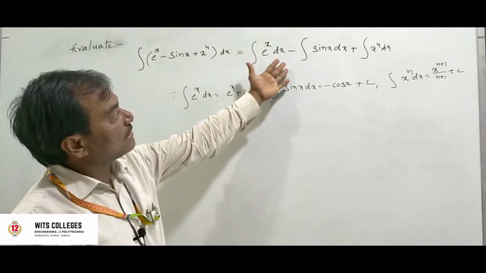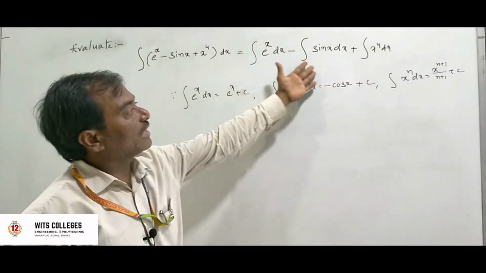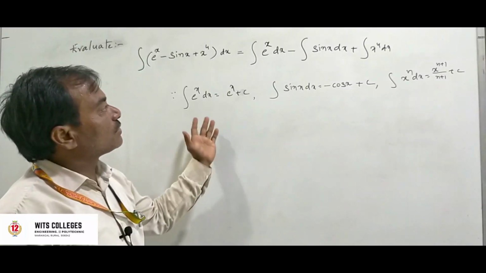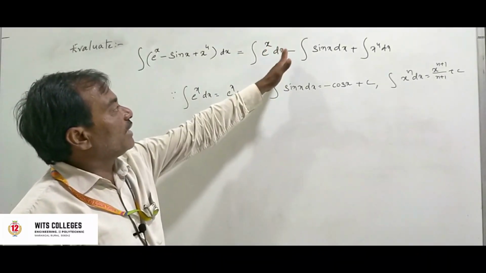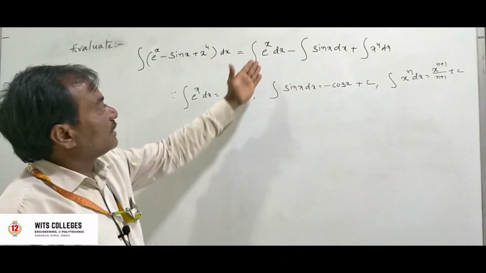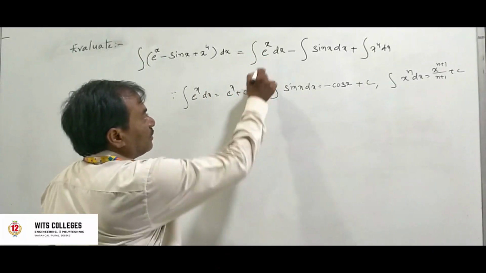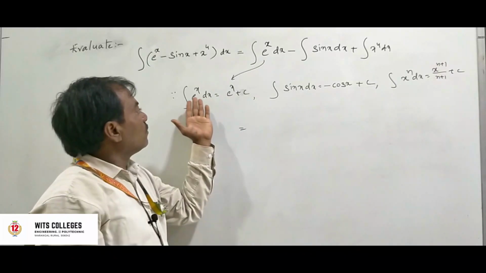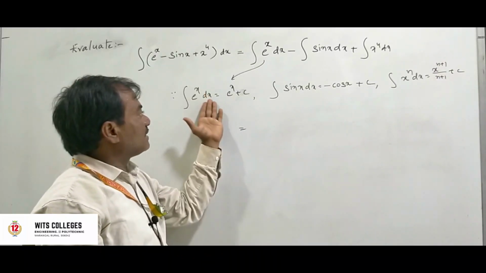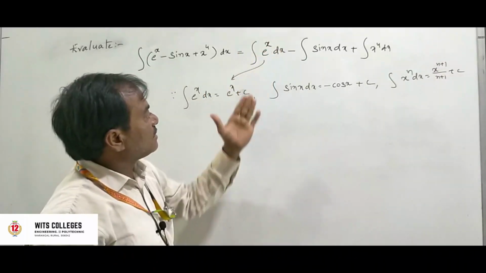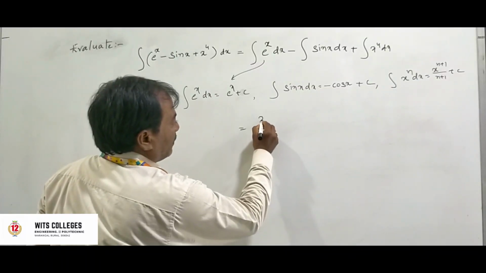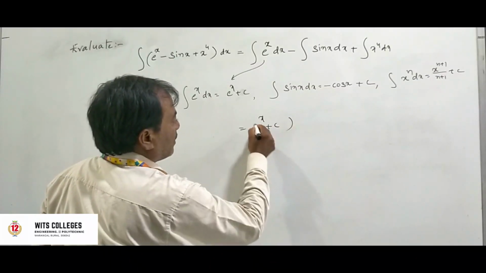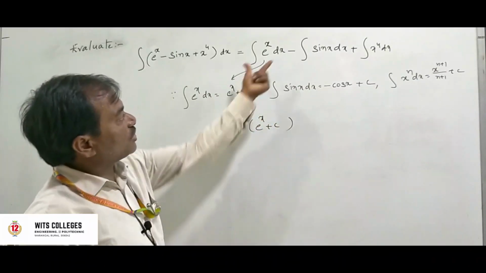First we have to write this separately into three different integrals. Then we apply the suitable formula for finding the values of these integrals. Now the first one: how to find this integral value by using this formula? Integral e power x dx equals e to the power of x plus c. This is the value of the first integral.